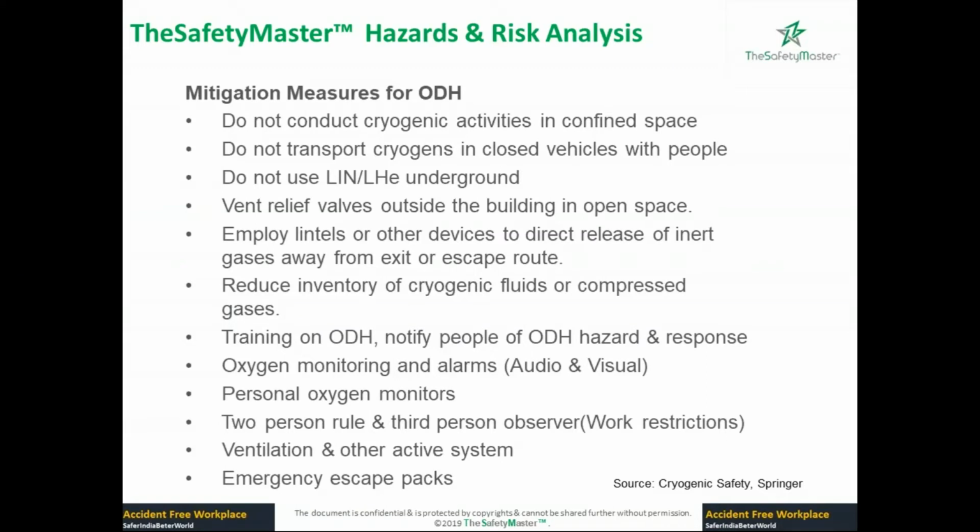Personal oxygen monitor, the two-person rule and a third-person observer. It means two people will go inside a space where they have to work, and the third person has to observe from outside what these two are doing. If these two people are in danger, the third person has to act, not by going inside, but by pressing an emergency button so that ventilation is switched on and actions are taken so these people can be saved. So he has to sound the emergency. Then ventilation and other active systems, and emergency escape packs.